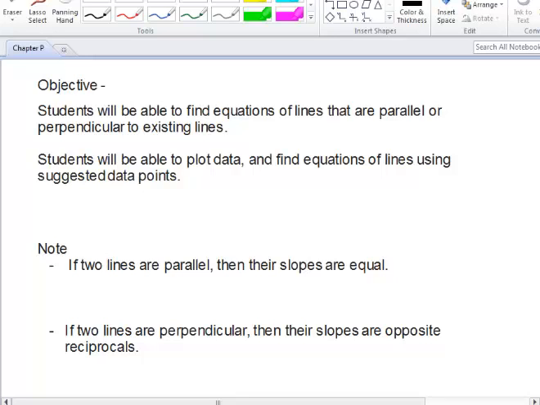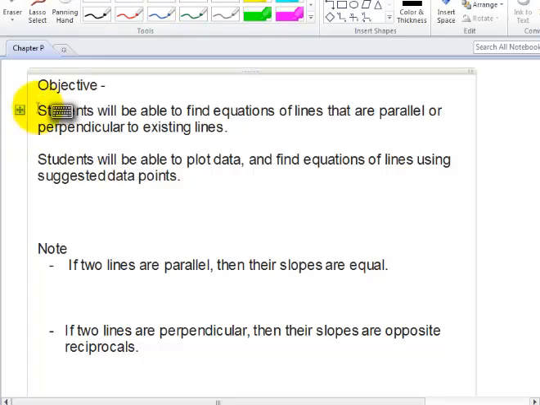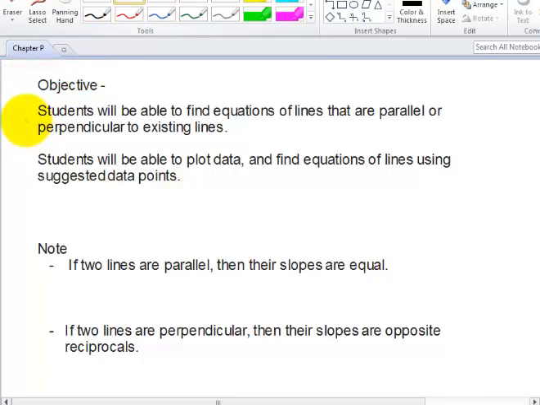Today we're going to be working on two types of problems. We're going to find equations of lines that are parallel or perpendicular to existing ones. And if I give you some data, I want you to be able to, by picking 2 points from the data, find equations of lines through those data points.